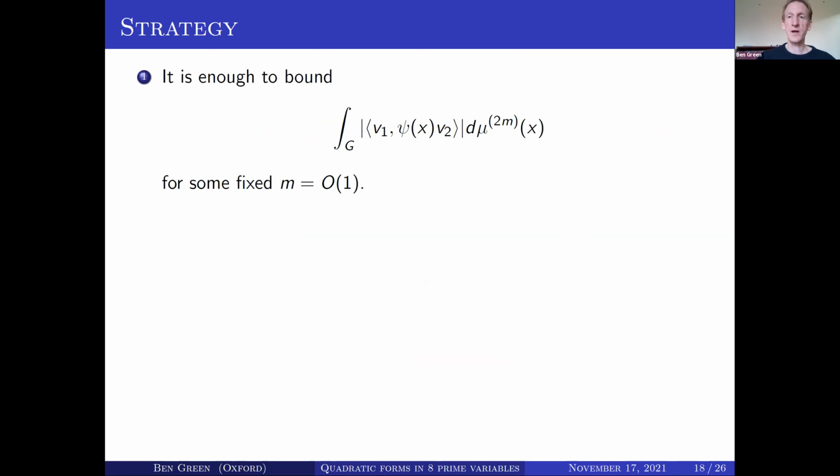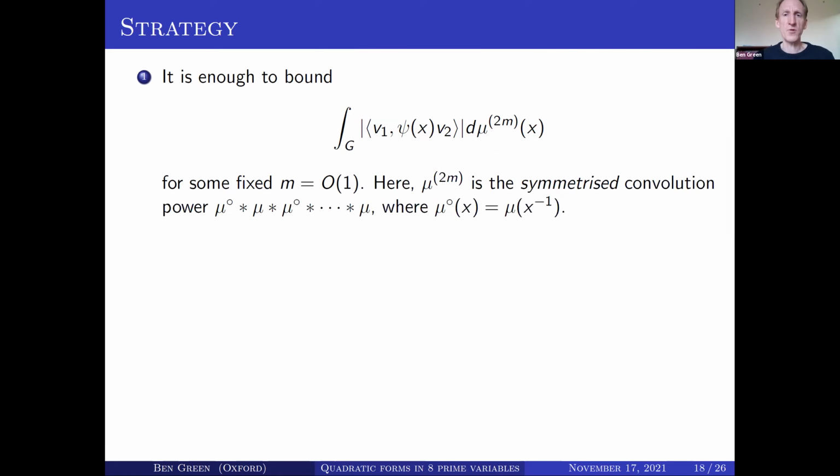I'm going to go over each of the steps of this strategy in a bit more detail after this slide. The first step is, it turns out that you want to average these matrix coefficients over the probability measure mu. It's actually enough to average them over some high convolution power of mu, or more accurately, over what's called a symmetrized convolution power. So I basically just convolve mu together a load of times with mu opposite, which is the measure that is mu of x inverse. It turns out that if you can bound this, say with m equals 100, then you can bound the original average of matrix coefficients.